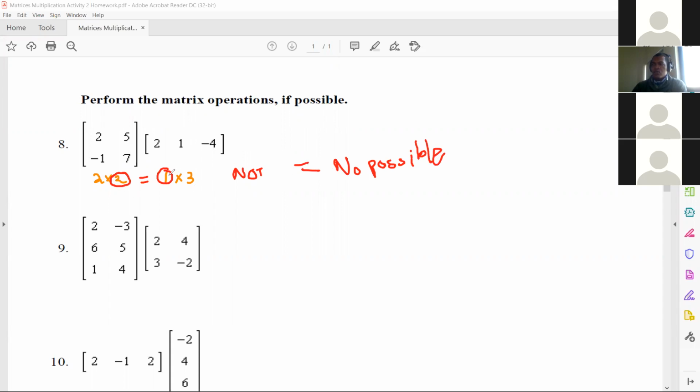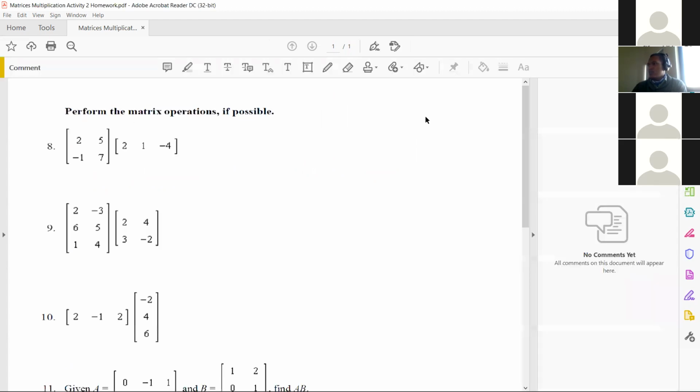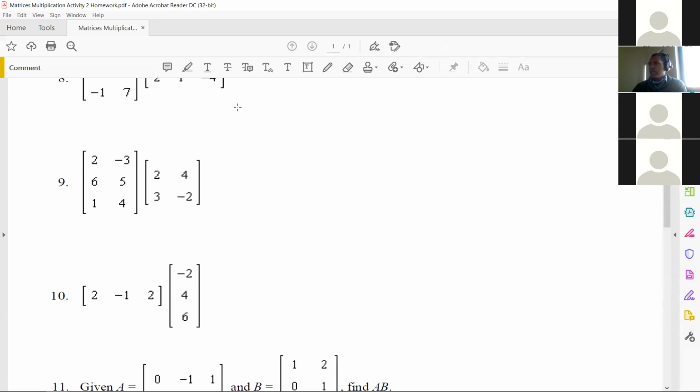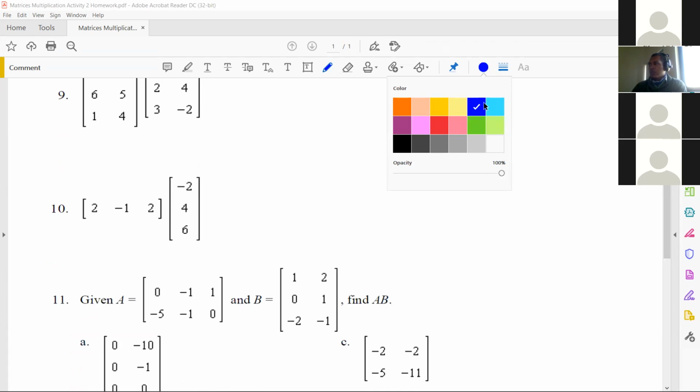So the first one is not possible because it doesn't follow the rules. The rule is that the column of the first one and the row of the second one must be the same. This is not the same, so we cannot multiply number 8. I hope that one is explained clearly to Jay as well. Pardon me, but I'm just going to quickly use the comments for this one because it will be easier to write. Just select another color. Okay, this is better.